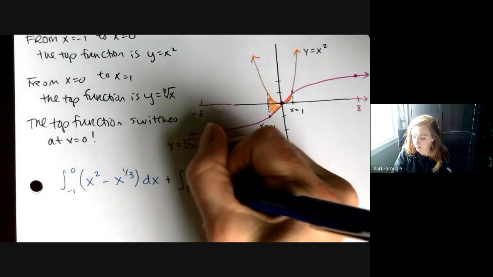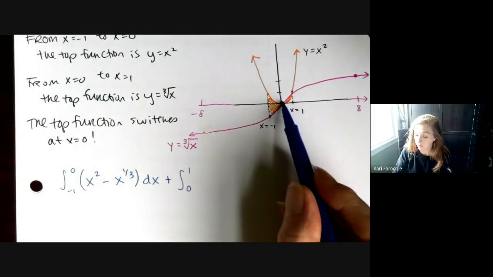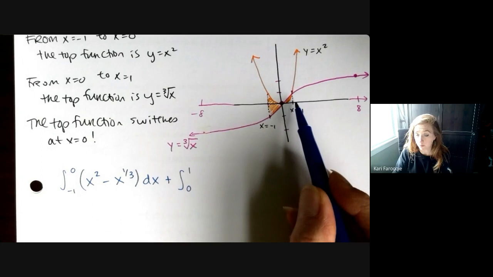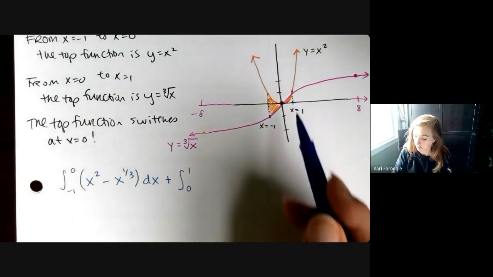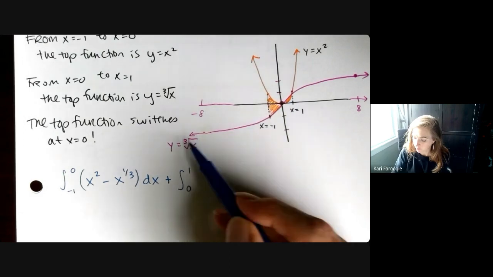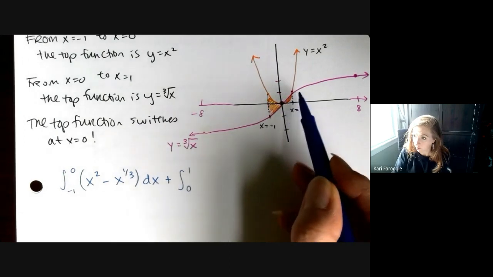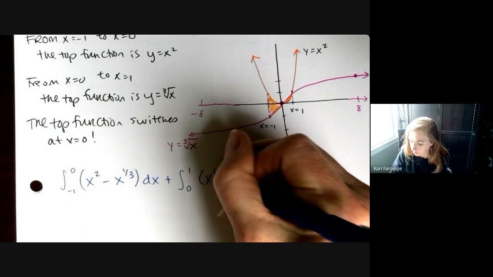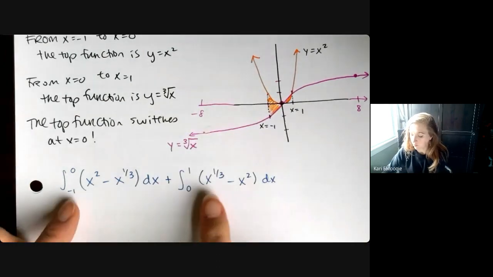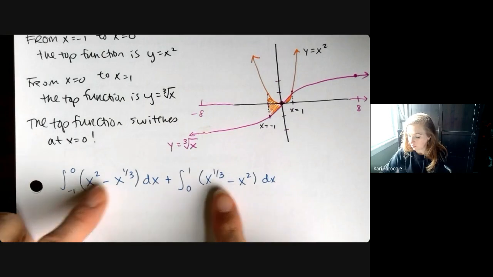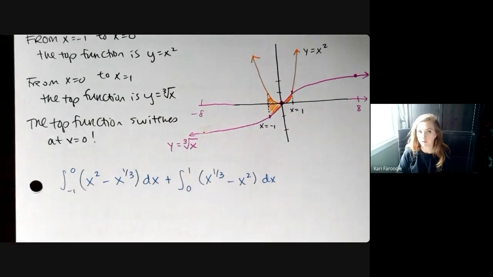So the area in the next region covers the space from x equals 0 to x equals 1. And then when we're finding the area between these curves, I'm looking at the top minus the bottom. The top function in this case is this purple one, the cube root of x. So this is where we're getting that switch. So it went from x squared minus x to the 1/3 to then switching to x to the 1/3 minus x squared. And this will cover the whole region.